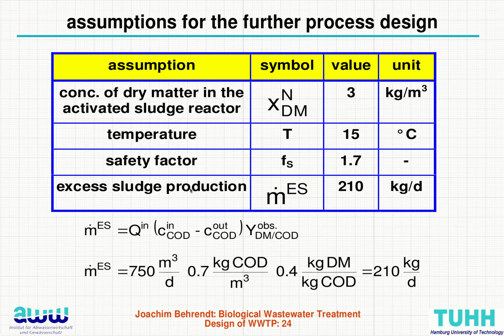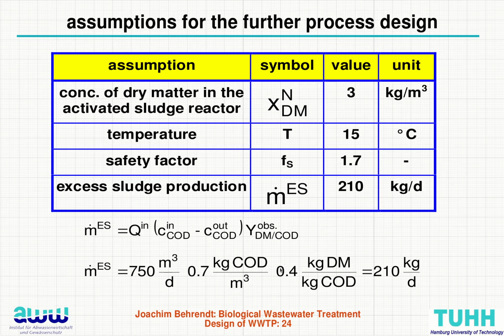Then we're calculating the excess sludge production. We make this very raw. We know what COD has to be removed: Q times C in minus C out. And we are putting in the yield coefficient. This is 750 cubic meter times 0.7 kilograms per cubic meter times 0.4 kilogram dry matter per kilogram COD. And this is resulting in 210 kilograms per day.